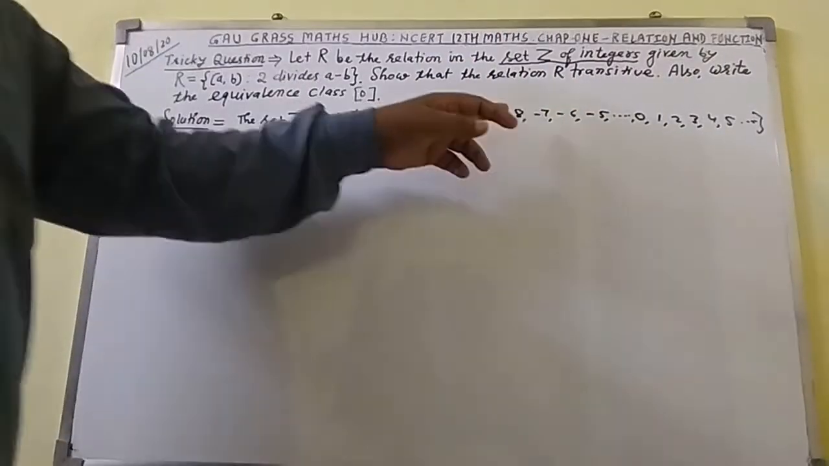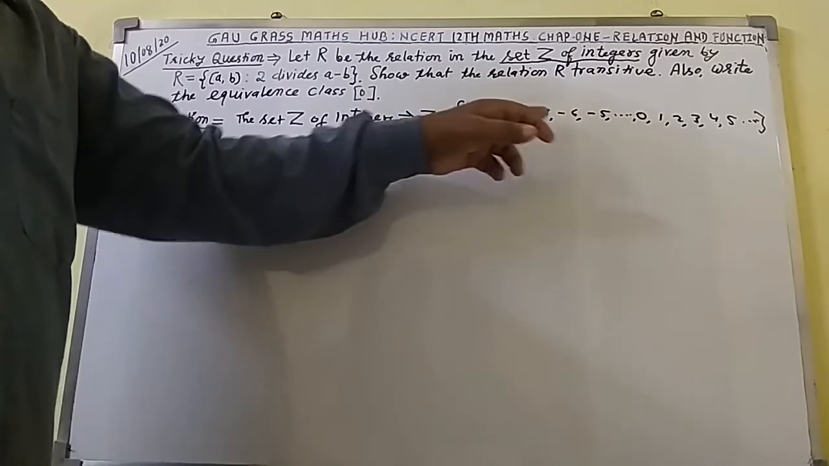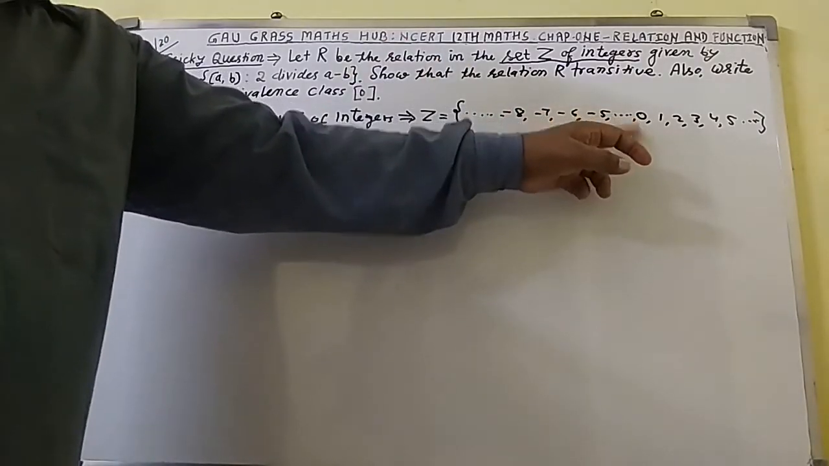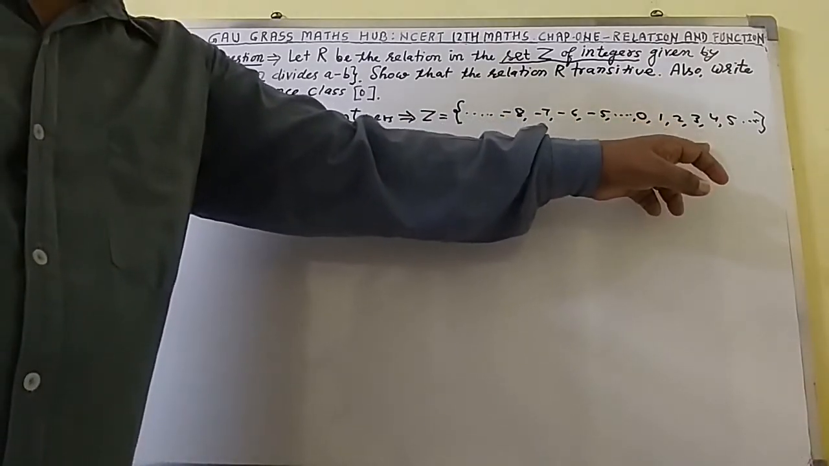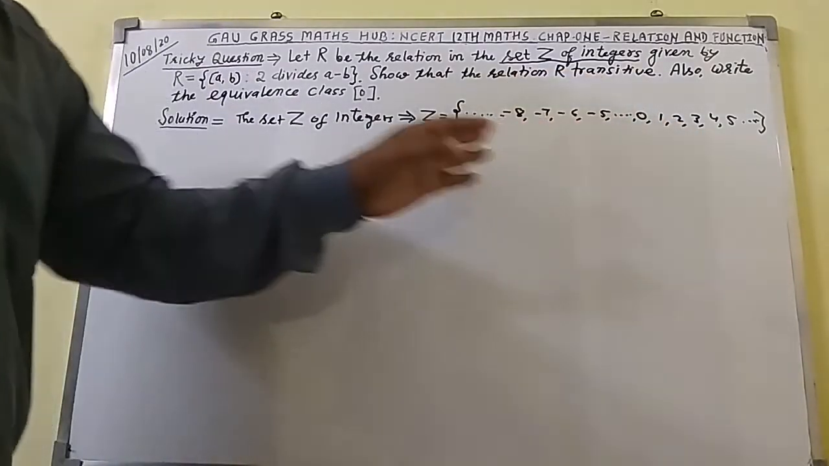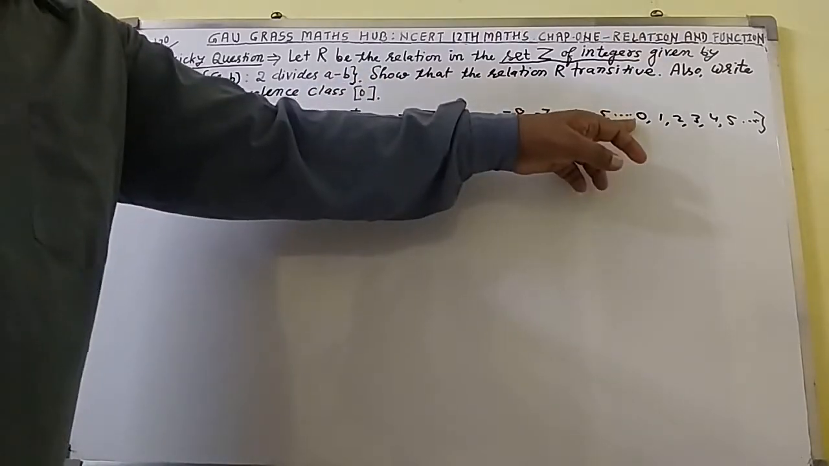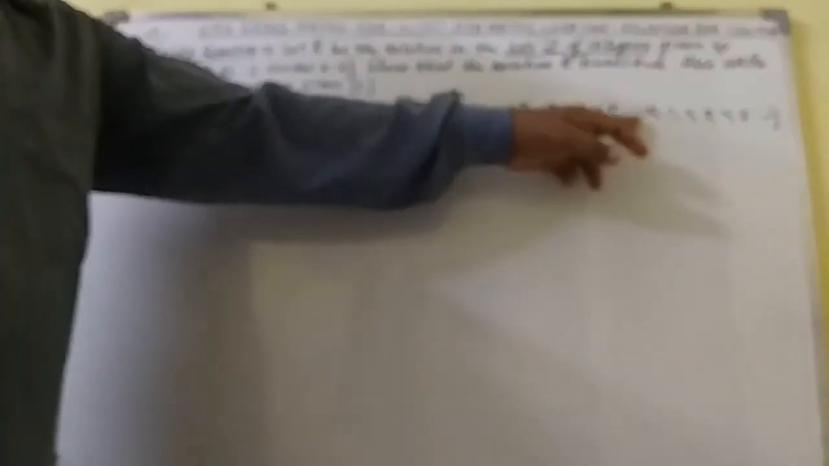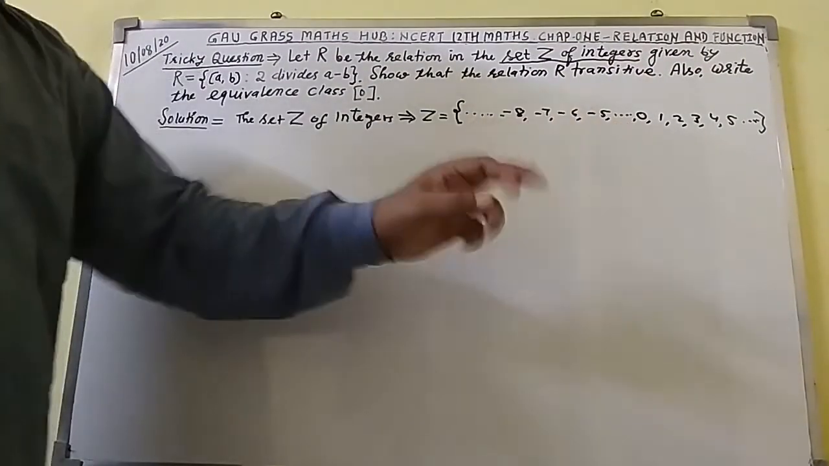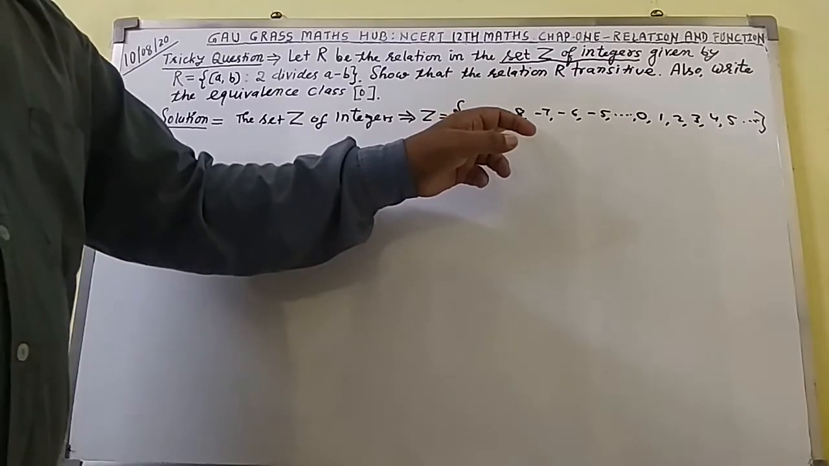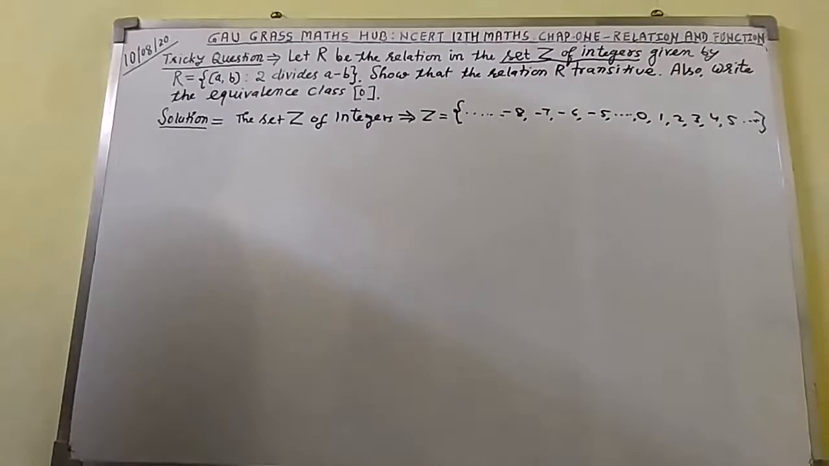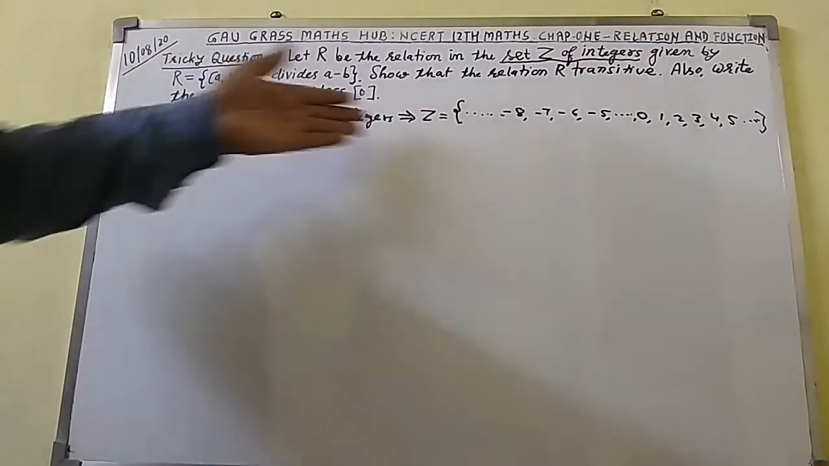Here you can say -8, -7, -6, -5 are the negative integers, 0 is a positive integer, and 1, 2, 3, 4, 5 are natural numbers. All natural numbers are integers. 0 is not a natural number, 0 is a whole number, but 0 is counted as a positive integer. What to do next? The set Z I have defined here.